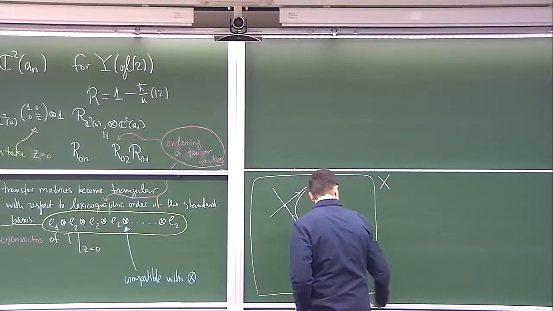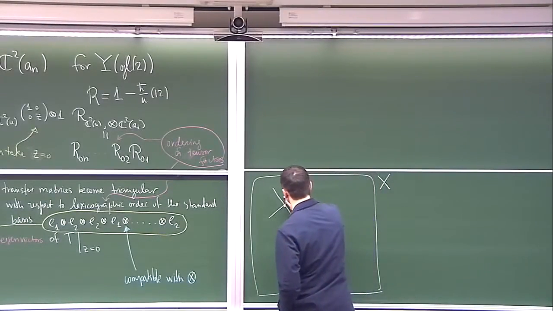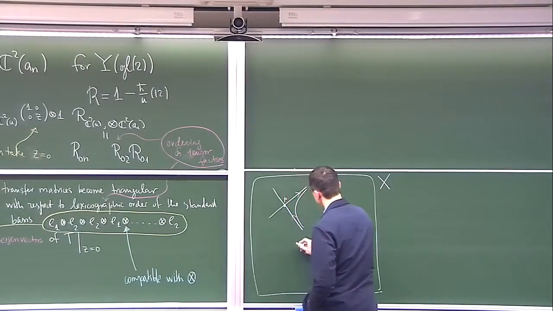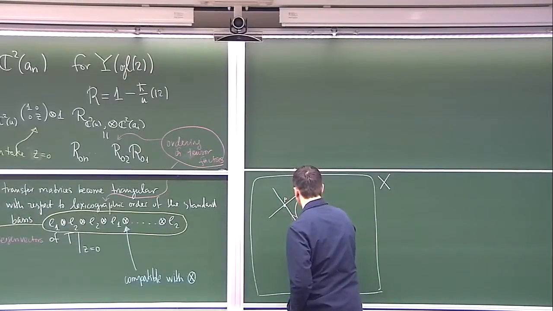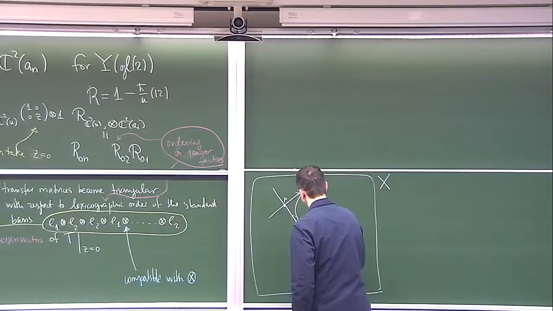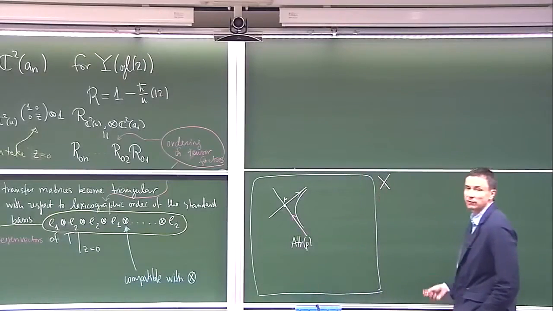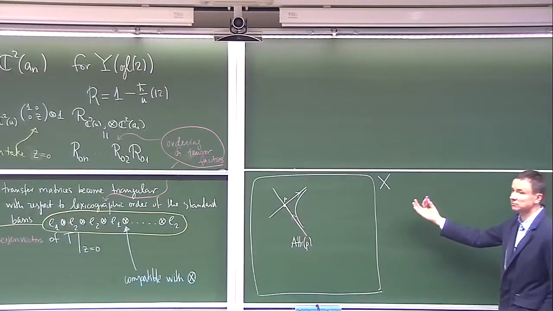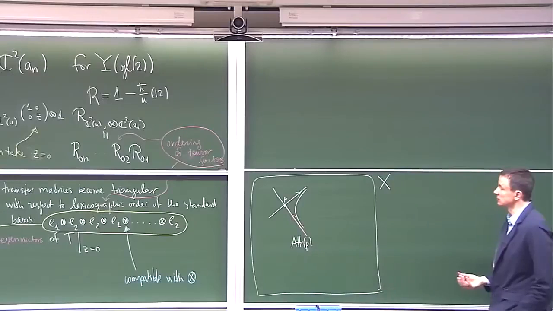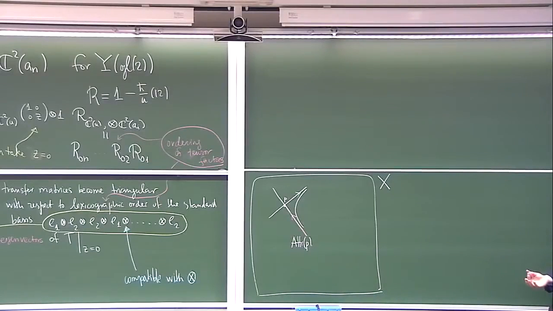So if I have a fixed point P, there'll be the attracting manifold of P, which is a Lagrangian submanifold in X, because it's a holomorphic Lagrangian in X.